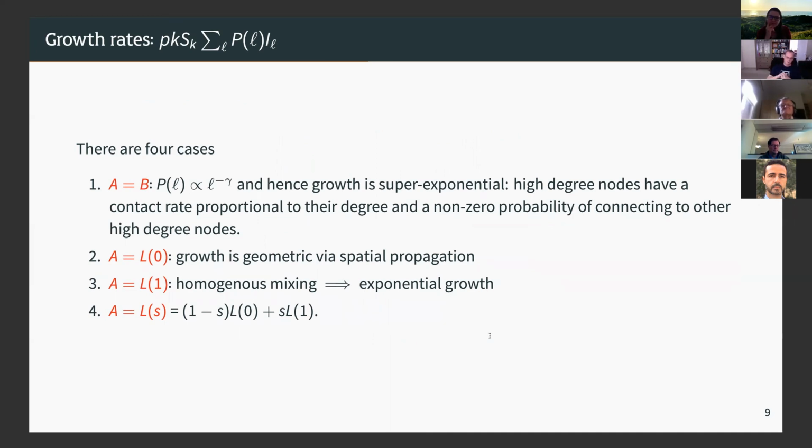So I've already claimed, and I'll show in a moment, that in case 2, L0, the lattice, we're going to have spatial diffusion. And the easy way to think about that is you've got that torus, you've got a point that's infected, it can only infect its neighbours, and they can only infect their neighbours, and so on, in a little circle growing around that infection site. And that circle is spatially propagating.